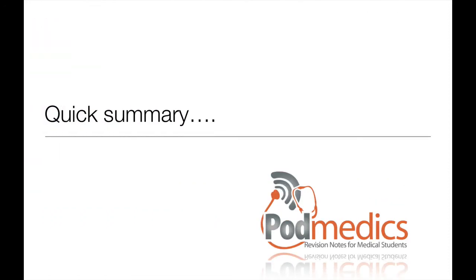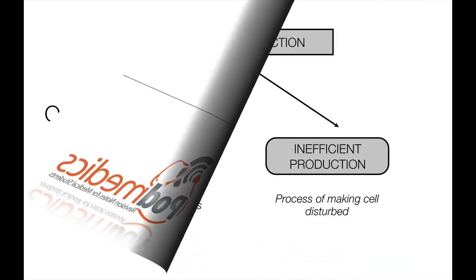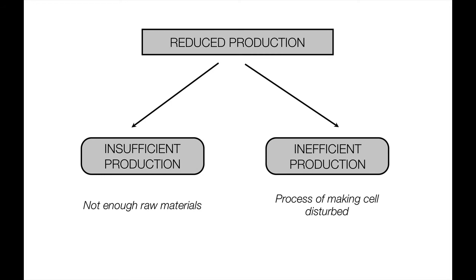Okay, so in that quick half hour, we've actually covered quite a lot, so I think it's worth just going back and doing a quick summary on those things. So remember, we can talk about anemia in terms of reduced production. That's one of our categories, with the other one being increased destruction. But under reduced production, we can subclassify into insufficient production, so there aren't enough of the raw materials, so that's iron, vitamin B12 and folate, or we can have inefficient production because the process of making the cells has been disturbed, usually because there's a problem with the bone marrow itself, either a cellular problem or a hypocellular problem.